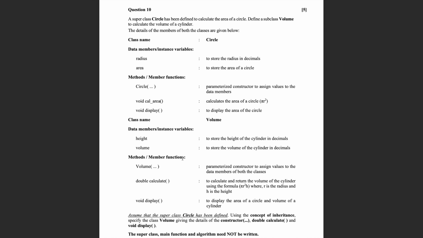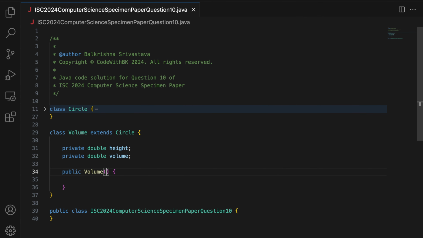Now this says a parameterized constructor to assign values to data members of both the classes. So data member in class circle has a radius and an area. But this radius is the only value you need to calculate the area, because you have a separate calculate area method that calculates area based upon pi r square. So the only value this class circle needs is a radius. So I am going to take one value radius.